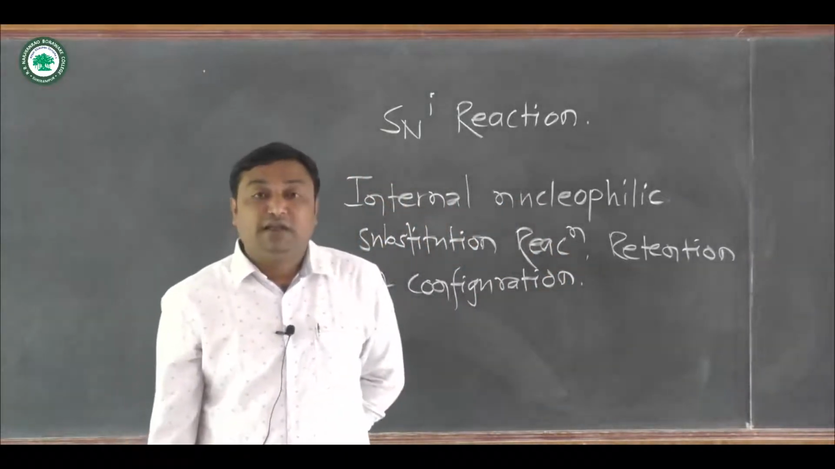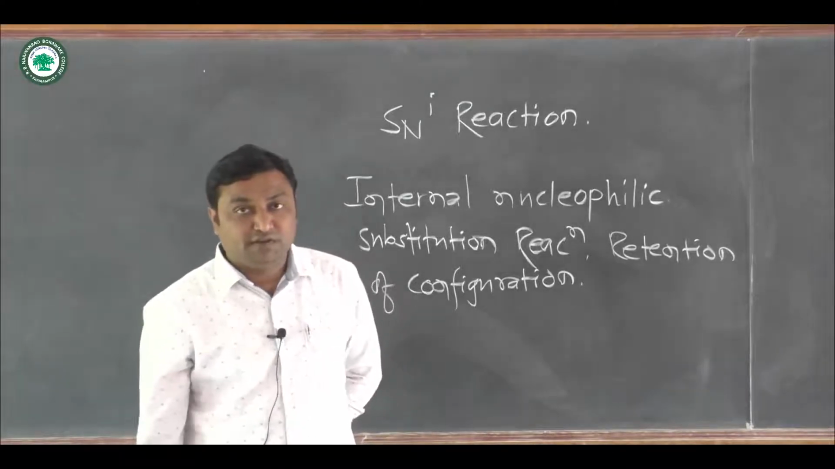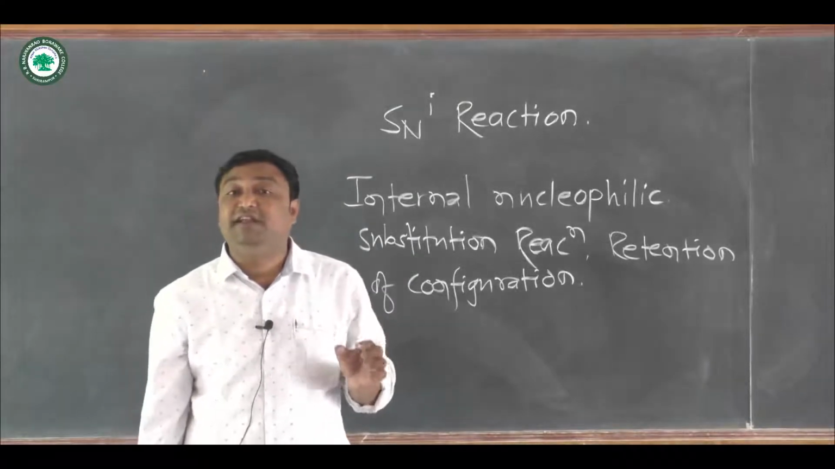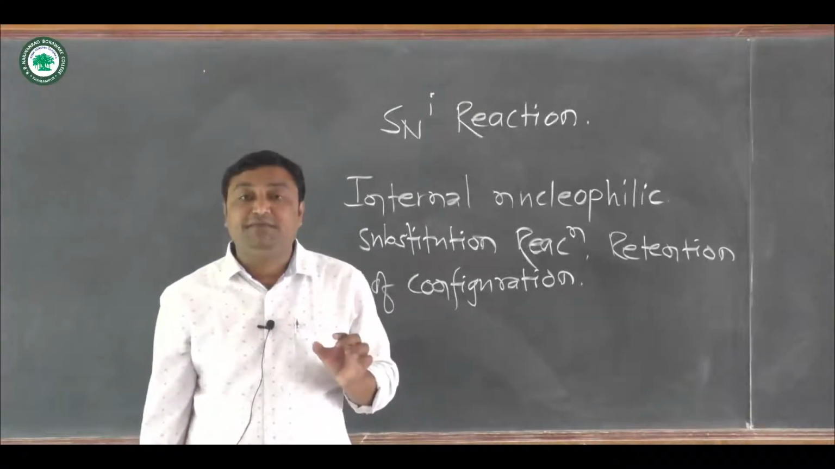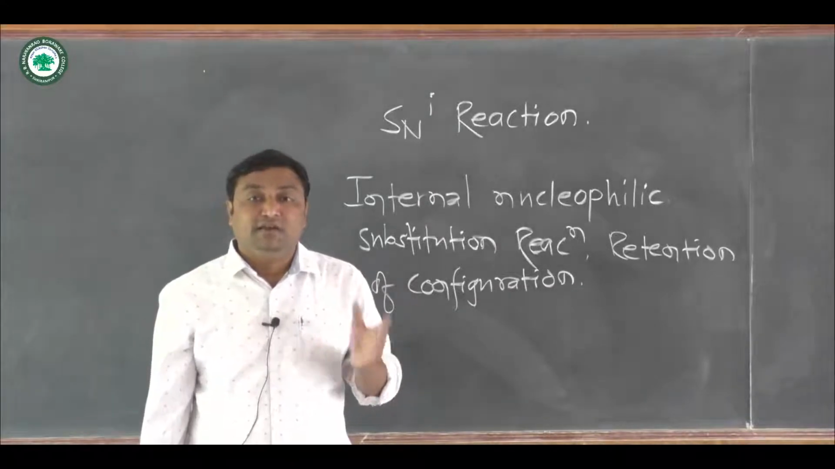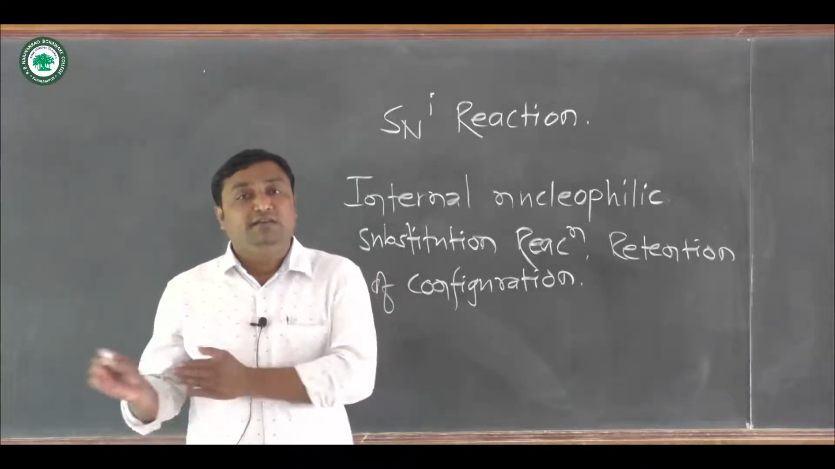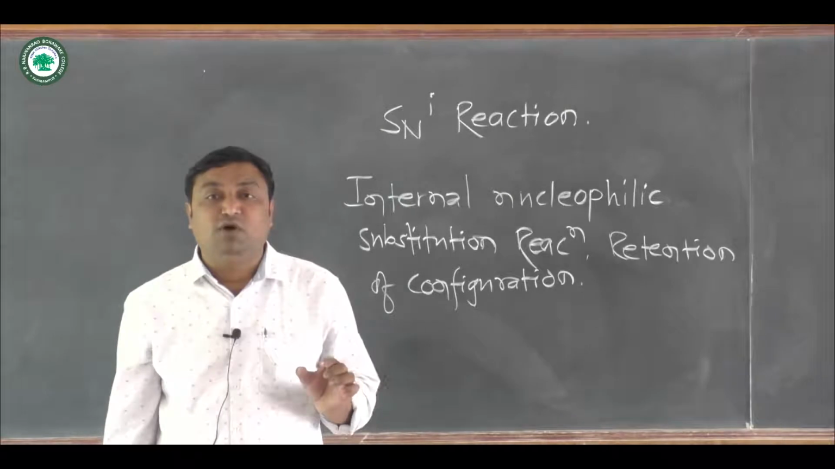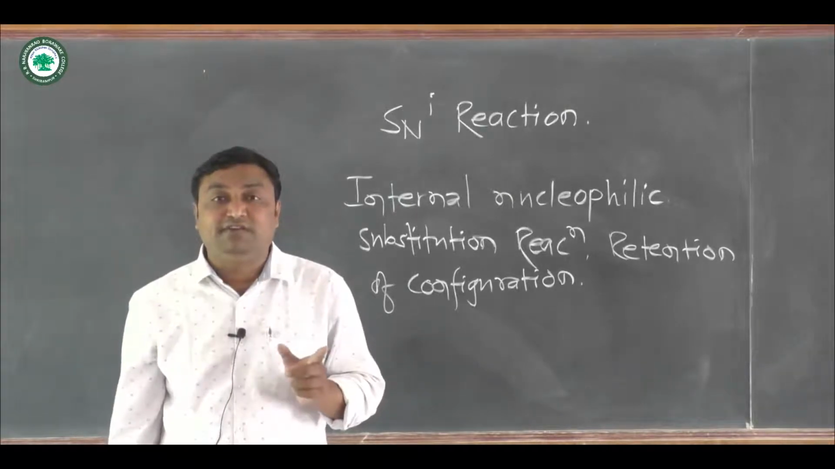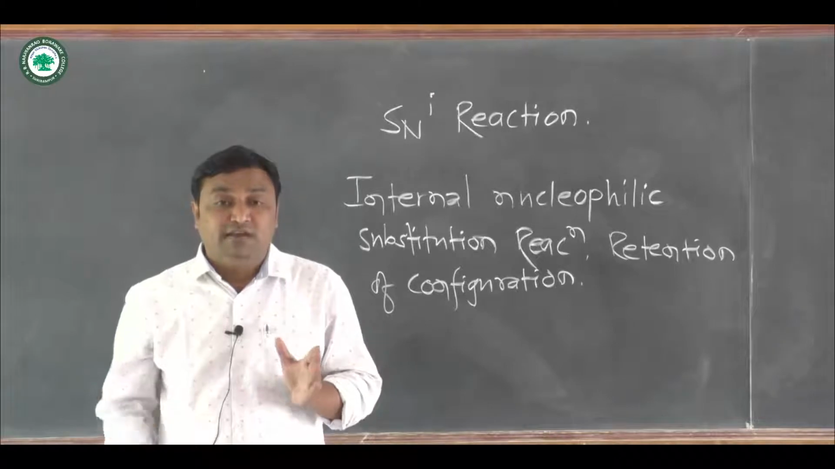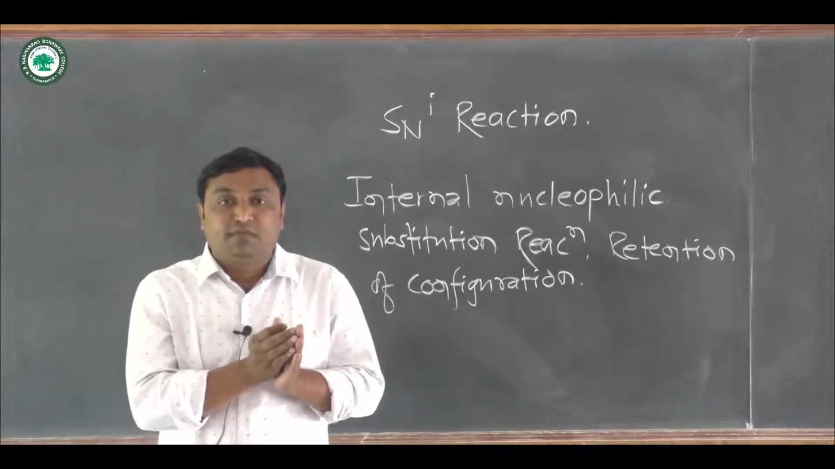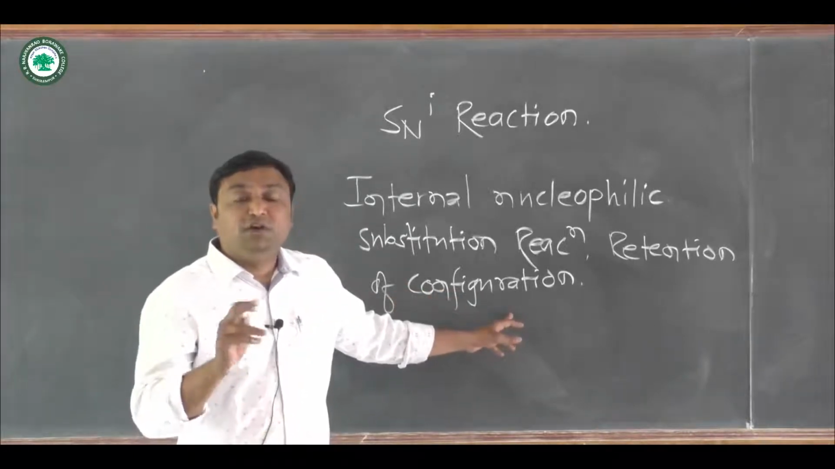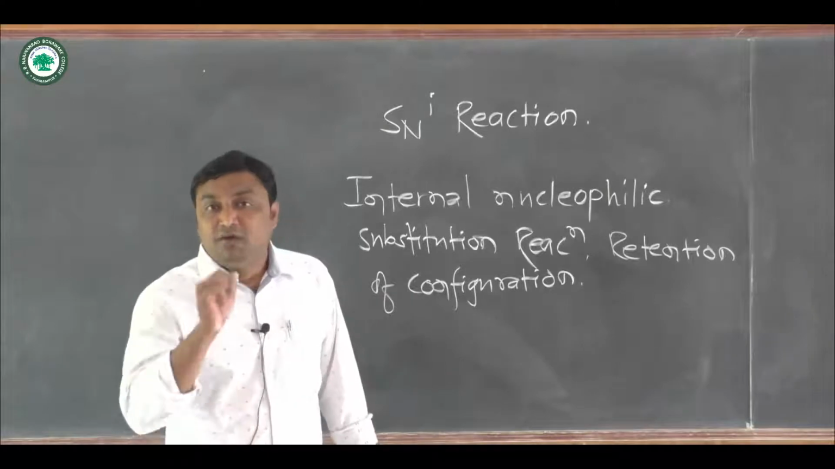Now we know what is meant by retention of configuration. It means whatever the configuration of the chiral center present in the reactant, it will be retained in the product. If the configuration of the chiral carbon atom of the reactant is S, then it will be retained, meaning the configuration remains the same in the chiral carbon atom of the product.